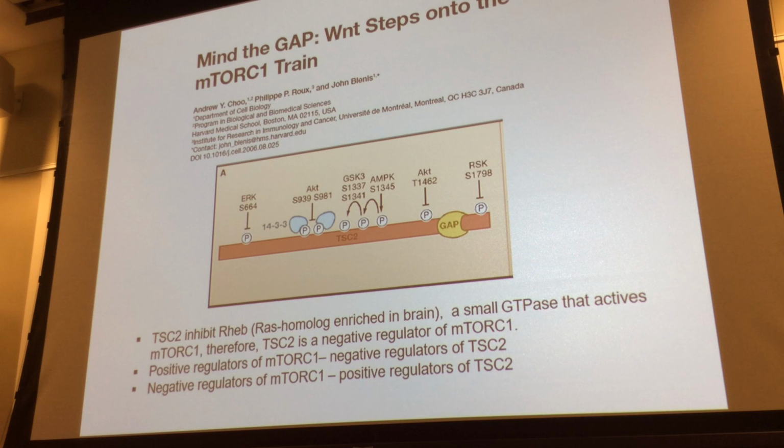Is that right? No. Sorry, I misled you. Why? Because AKT inhibits TSC2, right? Which means, I was asking about mTOR, right? Which means mTOR is going to be up, because TSC2 is a negative regulator of mTOR. All right, so that becomes easier.